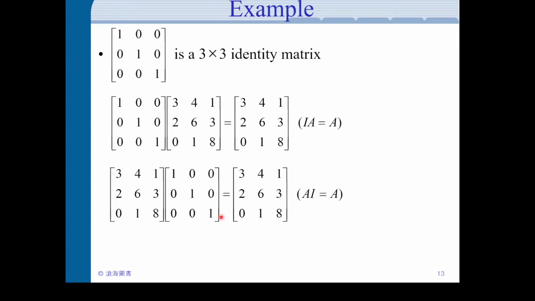And similarly, if you multiply the identity matrix on the right of a matrix, you also get back the same matrix. So those are identity matrices. And you can check where A is not a square matrix, you will also see the same result.